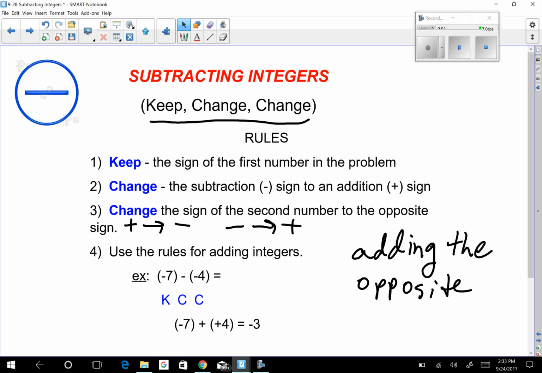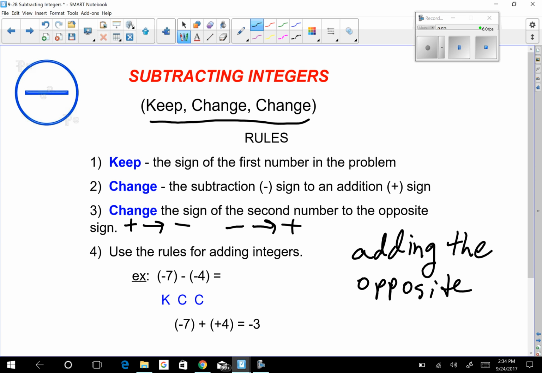And then now you use the rules for adding integers. So we have -7 plus a +4. They have different signs, so we have to take their difference. So 7 minus 4, that gives you 3. And then you keep the sign of the larger number, which is 7, and it's negative, so your answer is negative 3.